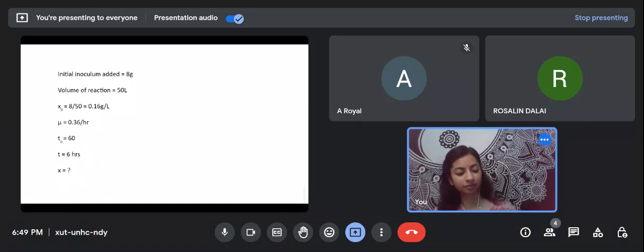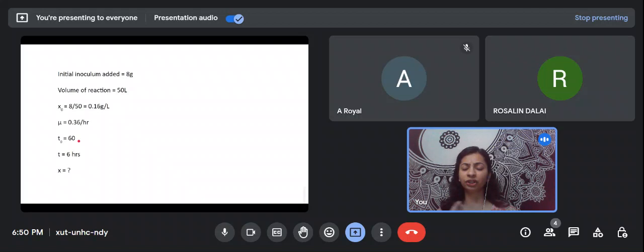So you have 50 liters, right? You have put 8 grams in it. So like you can see here, the amount of biomass x naught at the starting is 8 by 50. So 0.16 gram of cells is there per liter. And the specific growth rate is 0.36 per hour. And you know that there is a lag phase. There is a straightforward formula to answer this, but I just want you to understand what is happening.